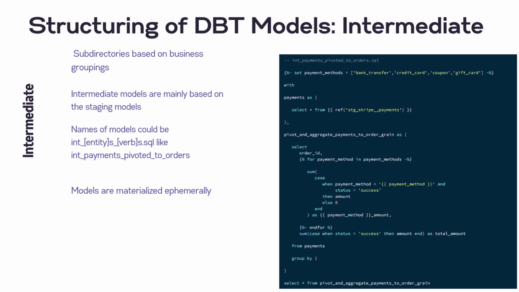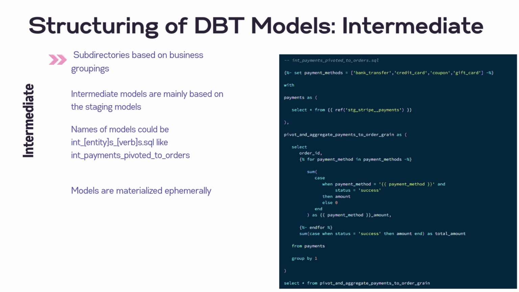Building on the foundation established in the staging layer, the intermediate layer is where we start to create more business-specific transformations. This layer bridges the gap between clean, standardized staging data and the final output models used for analytics and reporting. Let's break down what happens in this intermediate layer.